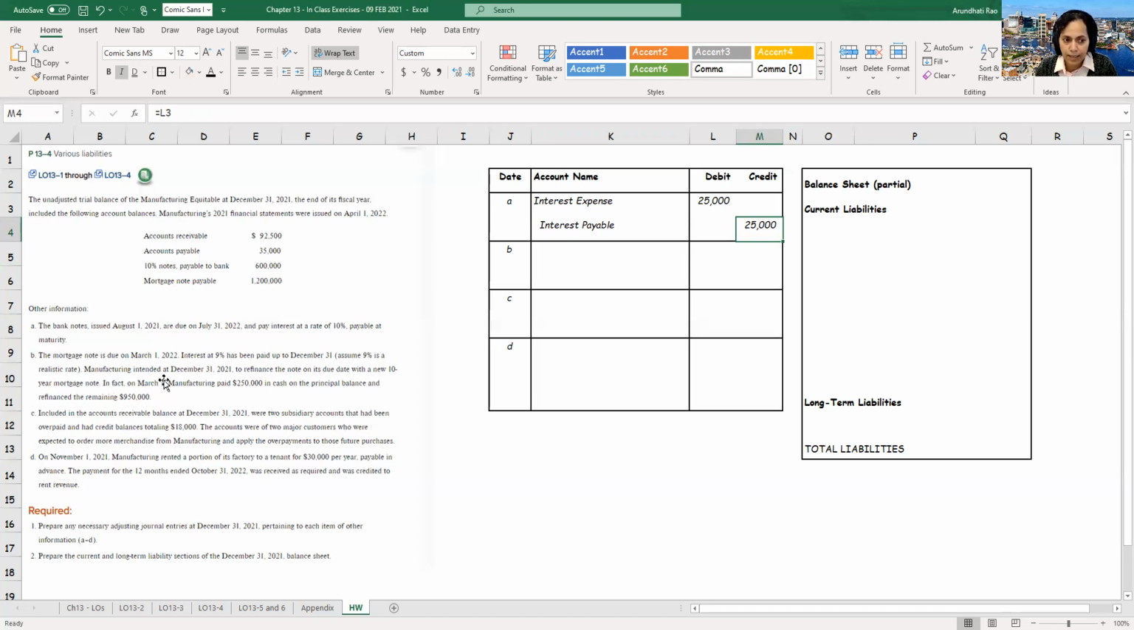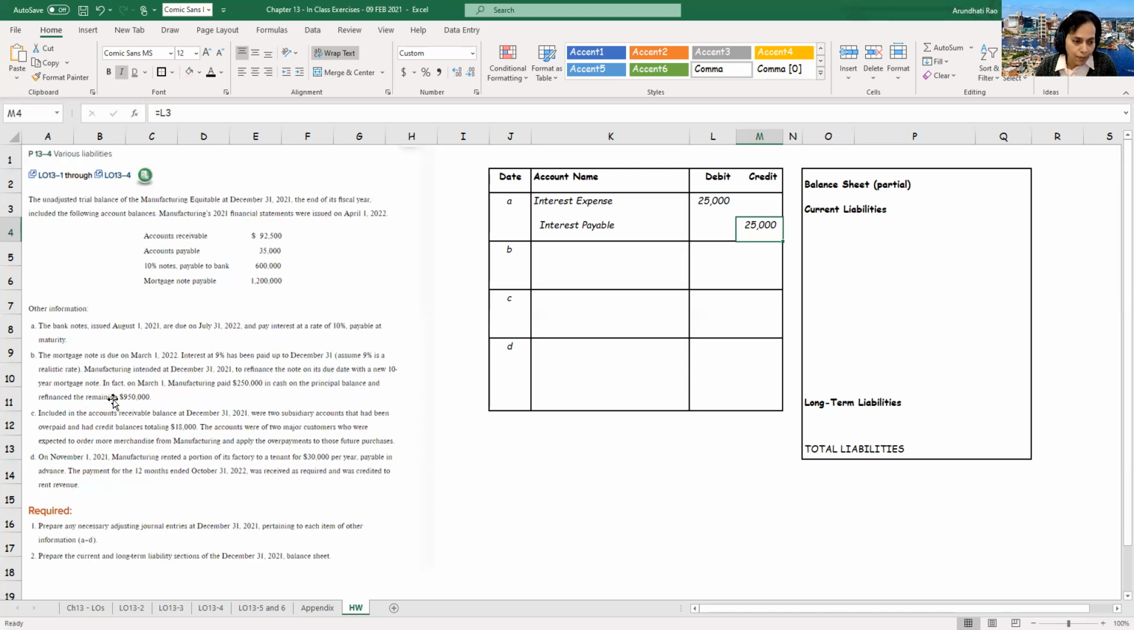Manufacturing intended at December 31st to refinance the note on its due date with a new 10-year mortgage note. So this is their intention. The intention is to refinance it with another long-term liability. Therefore, they don't want to classify it as a current liability. What's the second condition that needs to be met? By the date of issue, they should have made arrangements.